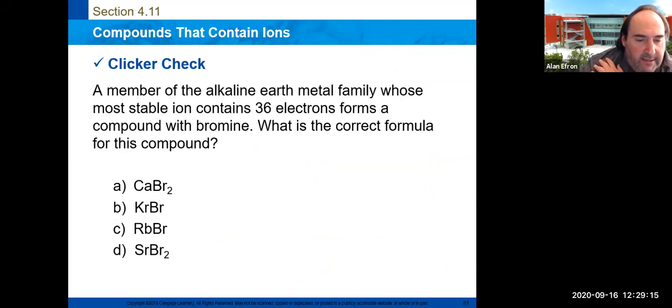And to finish this out, a member of the alkaline earth metals whose most stable ion contains 36 electrons forms a compound with bromine. What is the correct formula?